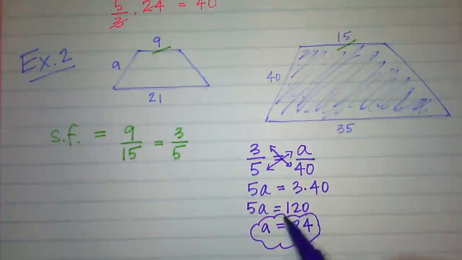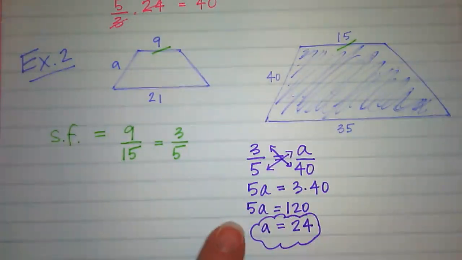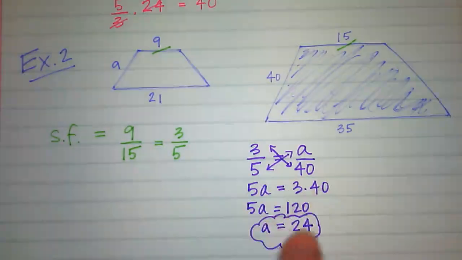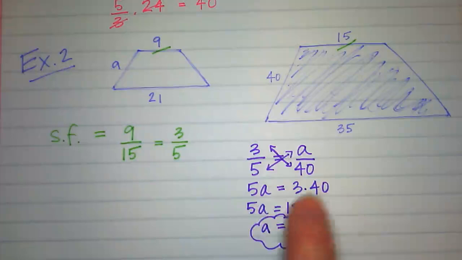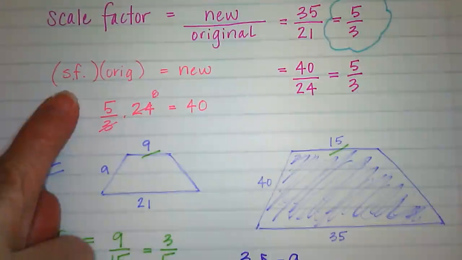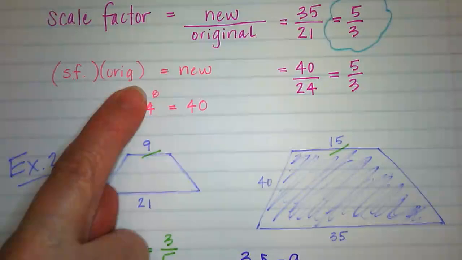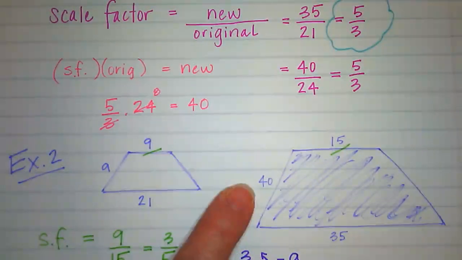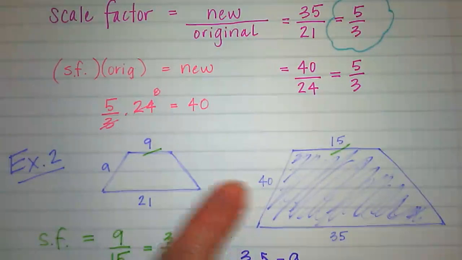So different ways you can figure out what the missing length is. This way will work no matter what. Once you set up the proportion, you didn't have to do this, but this works every time. Another thing that we could do is what I mentioned earlier. If we take our scale factor multiplied to the original, we'll get the new. So if we took our scale factor and multiplied it to the original side, we would get the new side.